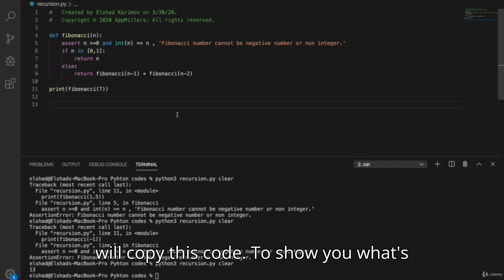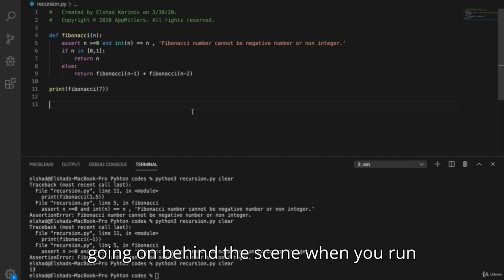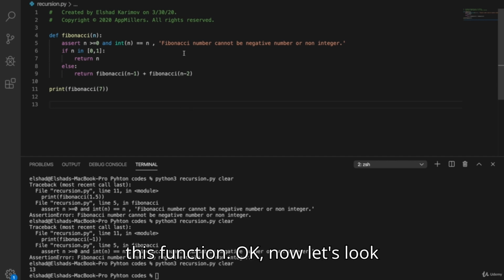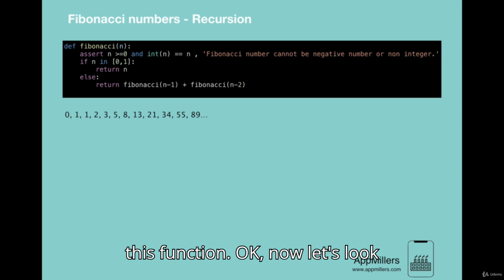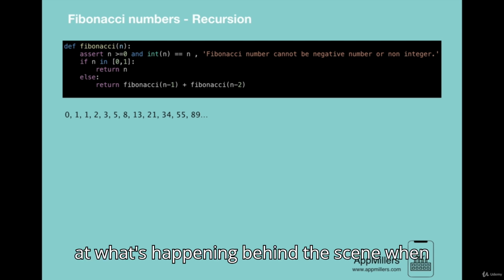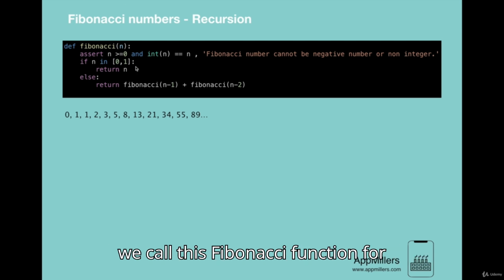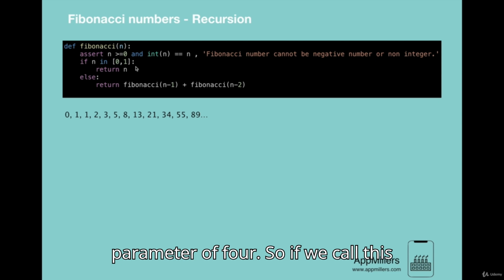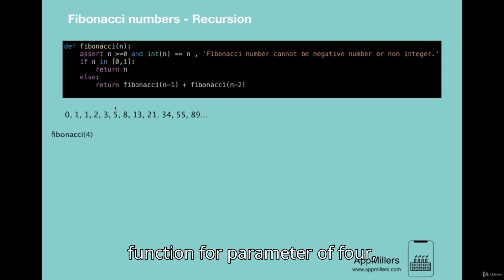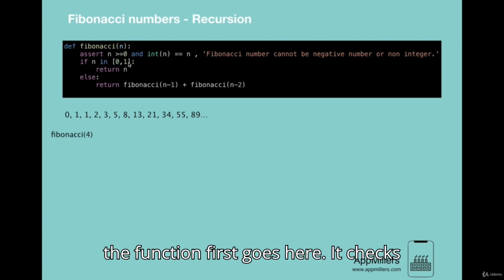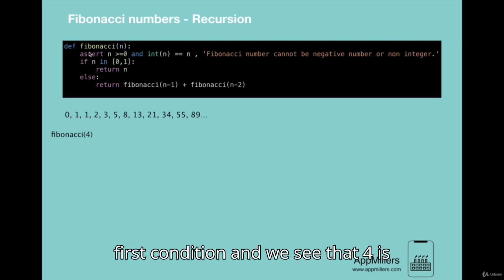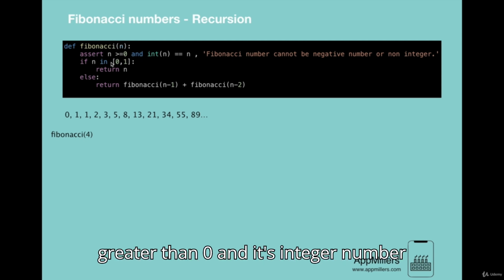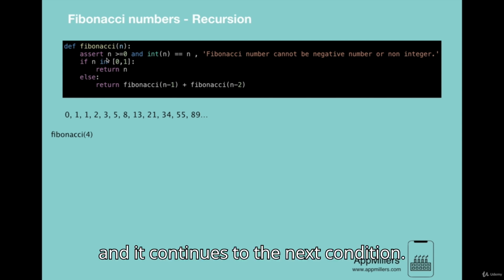Once again, I will copy this code to show you what's going on behind the scenes when you run this function. Now let's look at what's happening when we call this Fibonacci function with a parameter of 4. The function first checks the first condition, and we see that 4 is greater than 0 and it's an integer number.